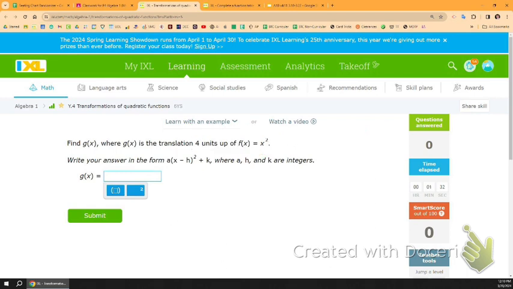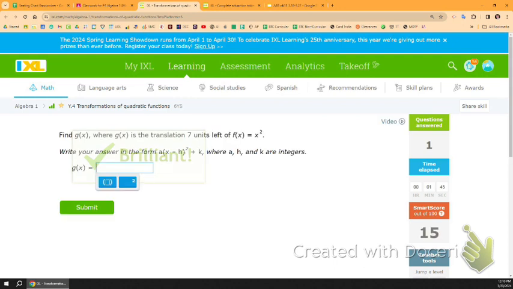All right, so let's put it in there. It's x, and then squared. And then I'm going to add 4 to it. Okay, hopefully it gives me a different one. Yeah, okay, check this one out.